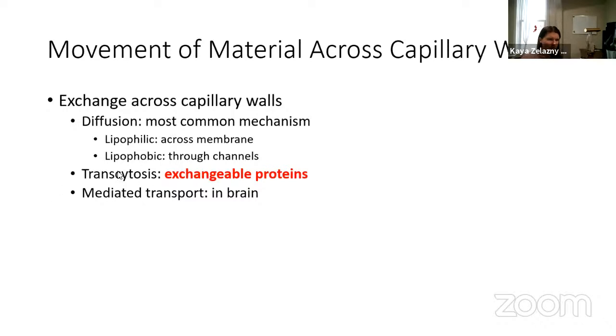So that's transcytosis, and I think the next slide has a picture. A third thing we see is mediated transport. So that's just really highly controlled transport that happens in the brain. We barely talked about this in A&P1, but if you remember the phrase blood-brain barrier, the capillaries in the brain are specialized because we really don't want whatever's in your blood getting into the brain.